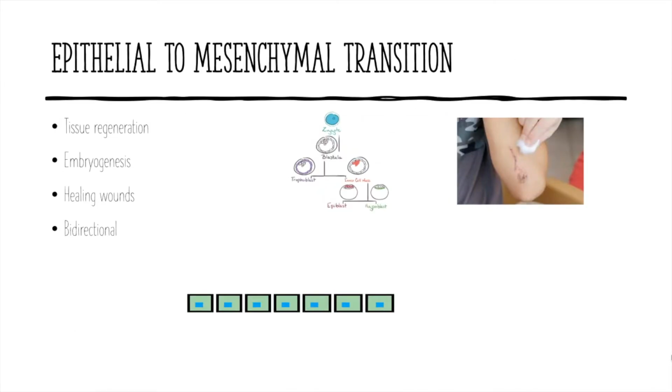Epithelial to mesenchymal transition is a biological process that happens all over the body in developmental stages like tissue regeneration, embryogenesis, or even healing wounds, which are all known as type 1 and type 2 EMT. Not only that, but epithelial to mesenchymal transition is a bidirectional process, meaning that mesenchymal cells can revert back to epithelial cells, more formally known as mesenchymal to epithelial transition, or MET.